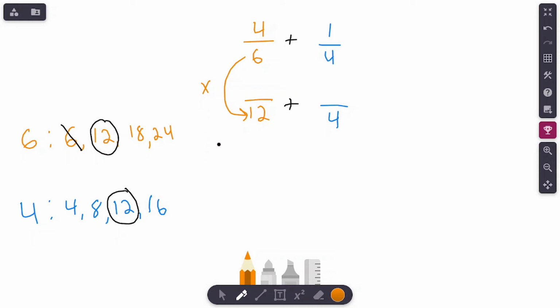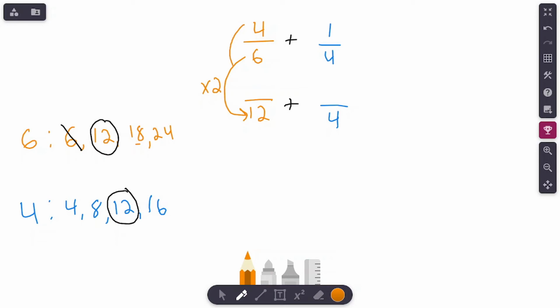Some of you are probably thinking, Mr. C, 6 times 2 is 12, and you would be correct. Those of you that may be stuck, remember, you have a cheat sheet over here. Count the number of multiples you listed out. 1, 2. 6 times 2 gives us 12.